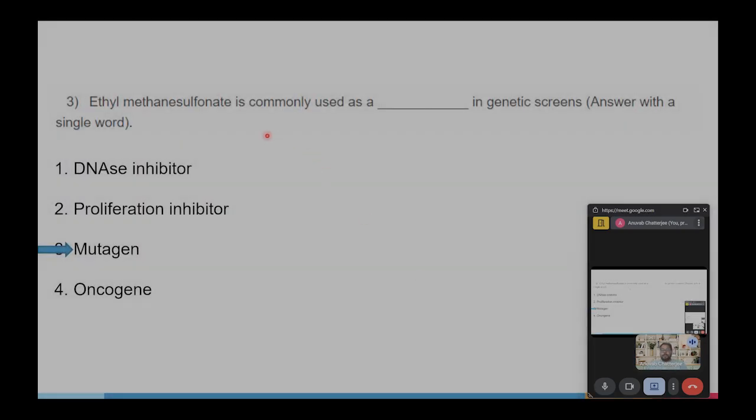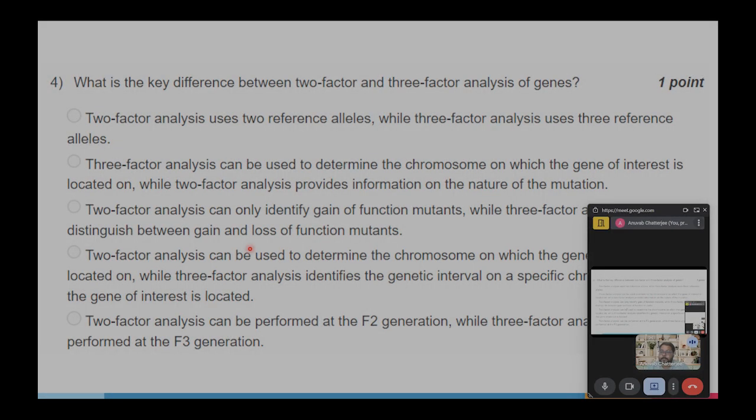So ethyl methane sulfonate is commonly used as a mutagen in genetic screens. Okay, then if this is fine, then we move on to the next question.